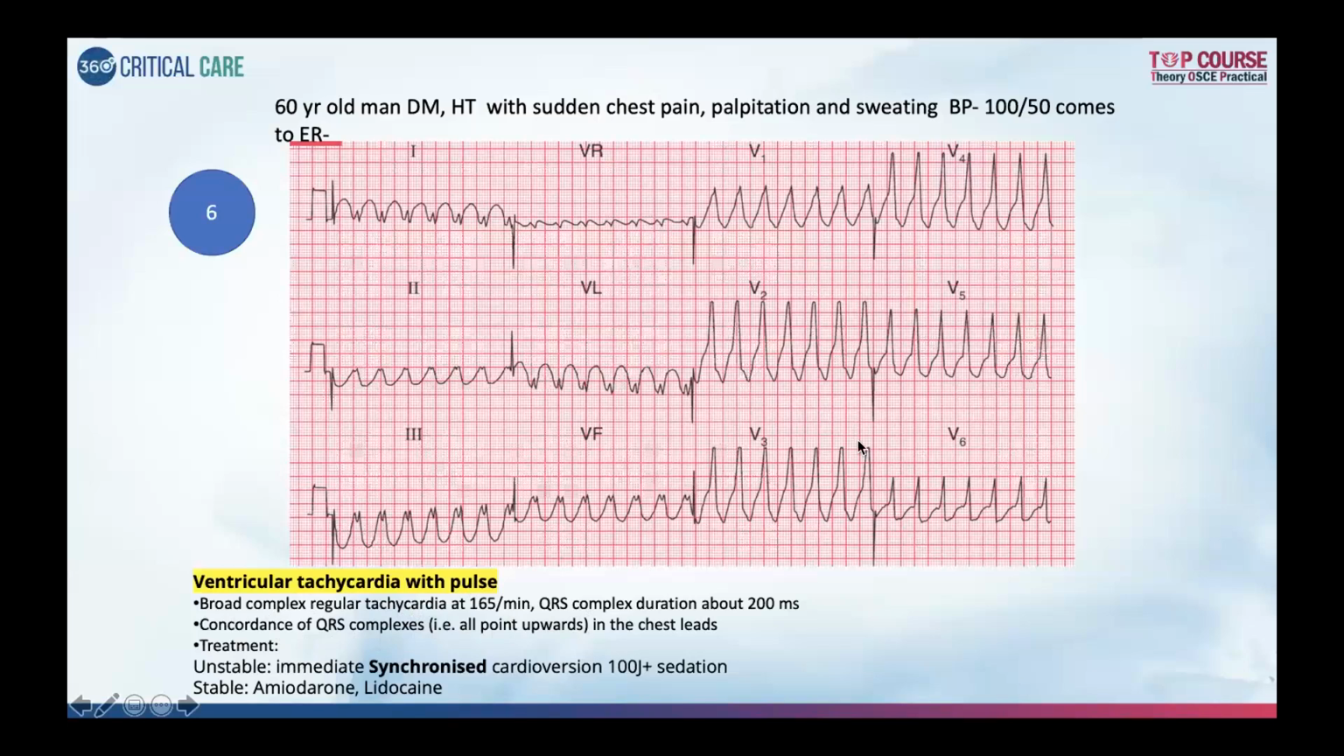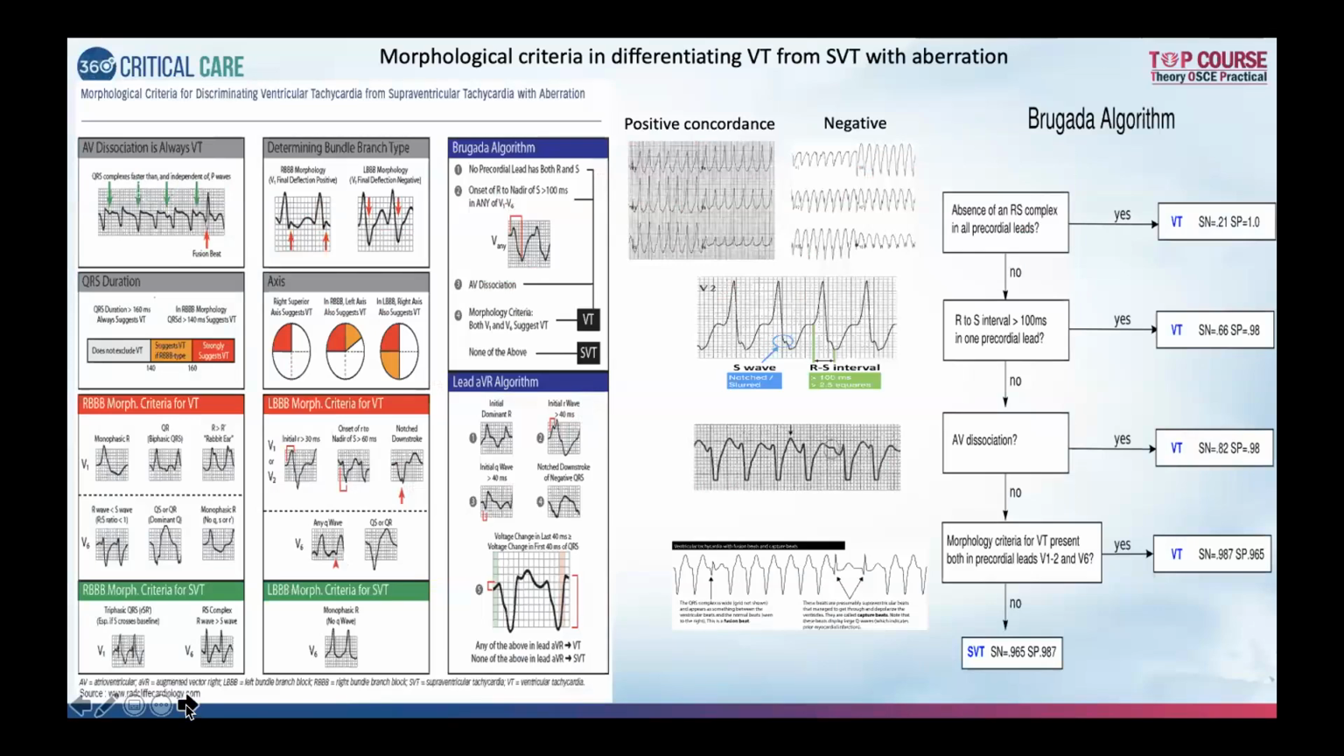Okay, immediately what will you do? The patient is stable or unstable. Okay, the patient is obviously unstable, chest pain, palpitation, symptomatic. Okay, so immediate synchronized cardioversion. Always when you're mentioning cardioversion, mention synchronized cardioversion and joules. Okay, 100 joules with sedation. Okay, and if the patient is stable, what will be your choice of therapy? Amiodarone, lidocaine can be. So how will you differentiate VT from SVT will be your next question.